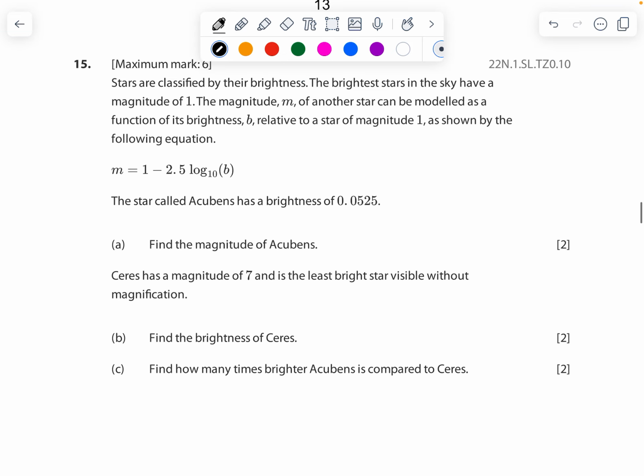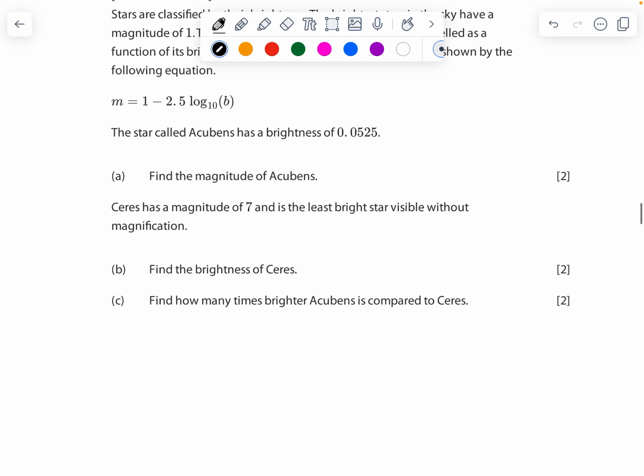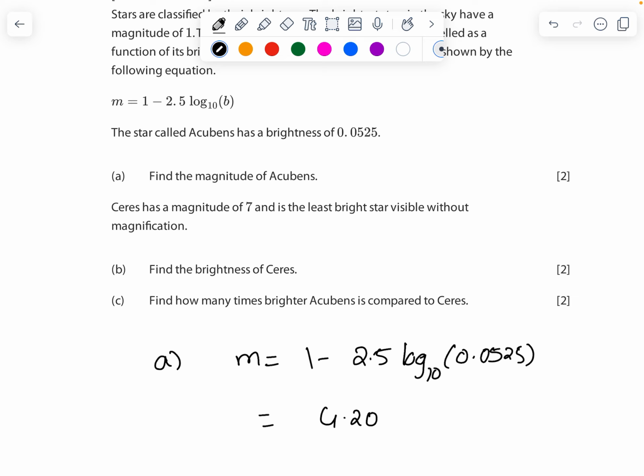Question number 15. Stars are classified by their brightness. The brightest stars in the sky have a magnitude of 1. The magnitude m of another star can be modeled by this equation. A star called Acubens has a brightness this much. Find the magnitude of the Acubens. So what is that? Part A, m equals 1 minus 2.5 times log base 10 of 0.0525. So simplify that, you should be getting 4.20.